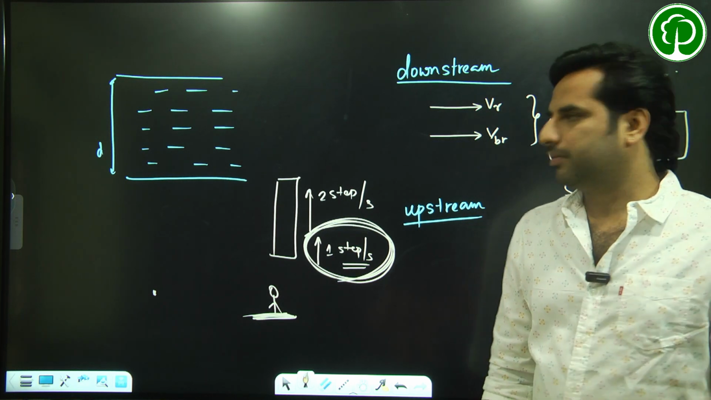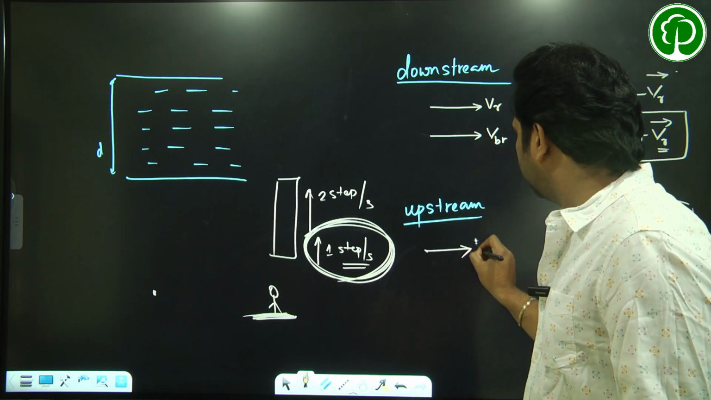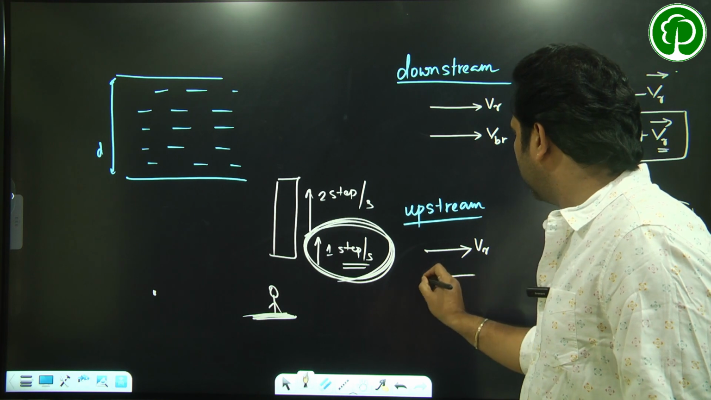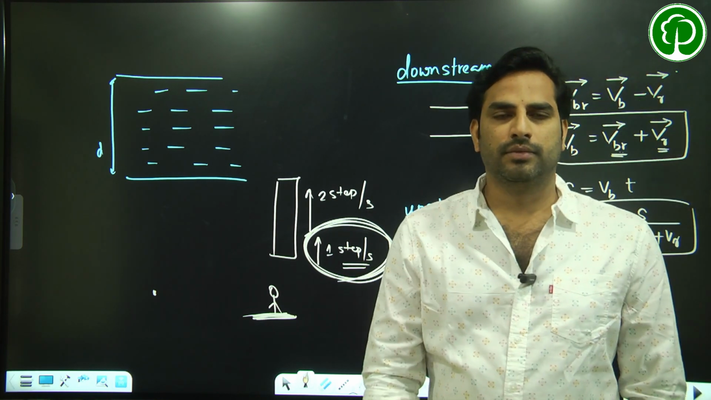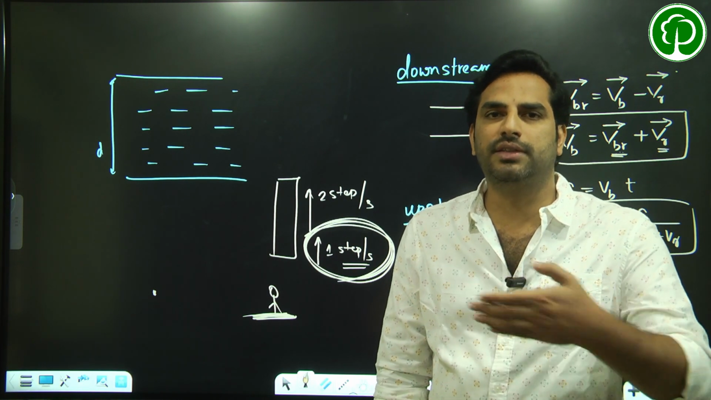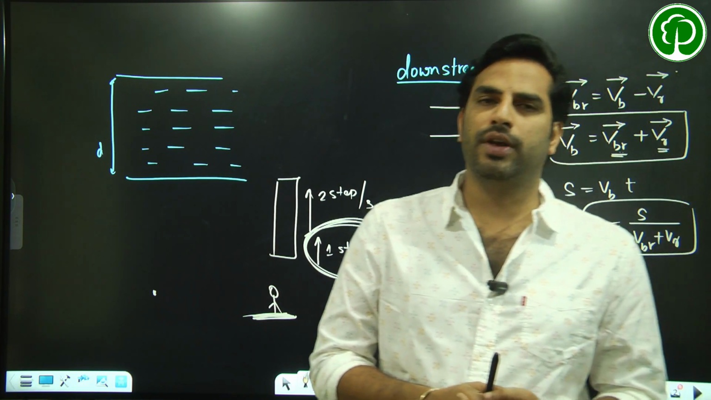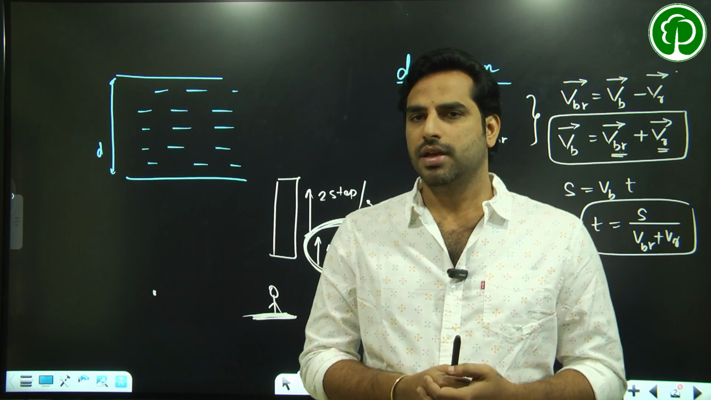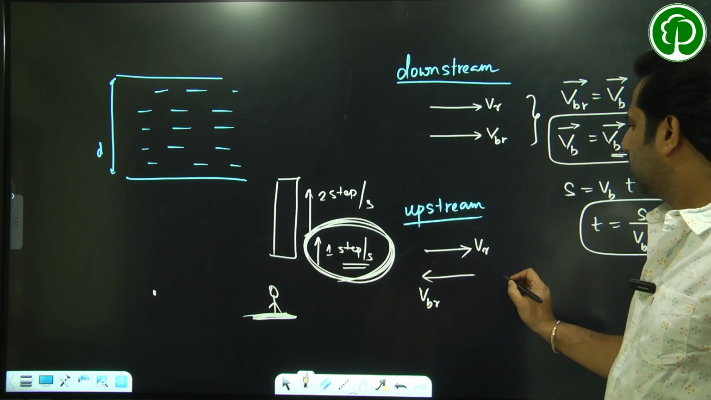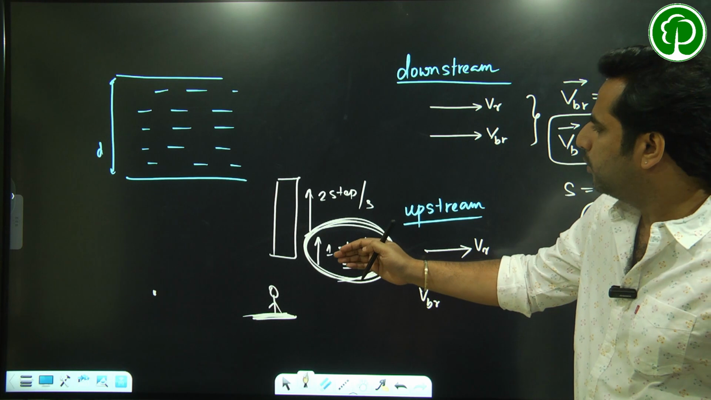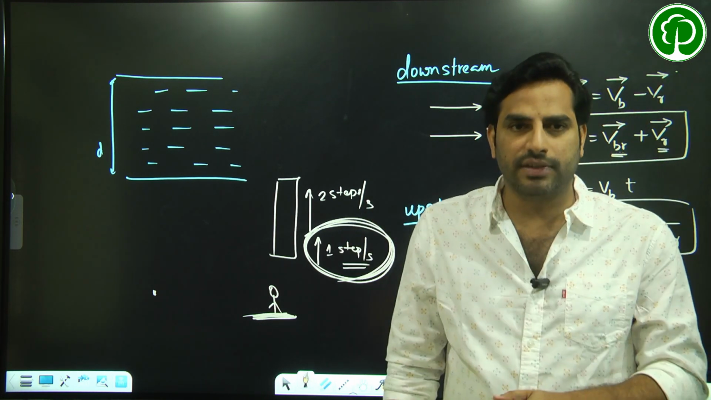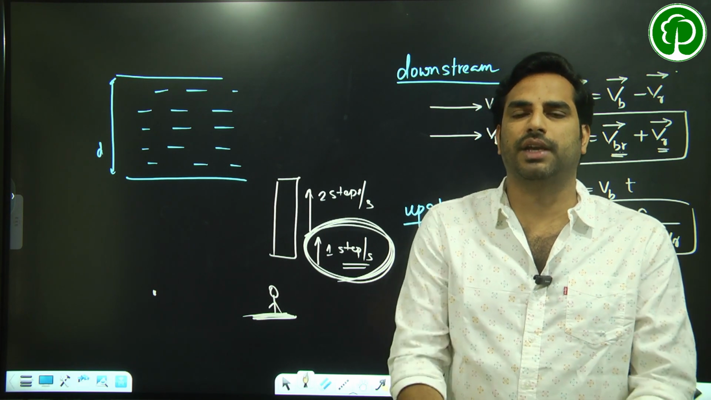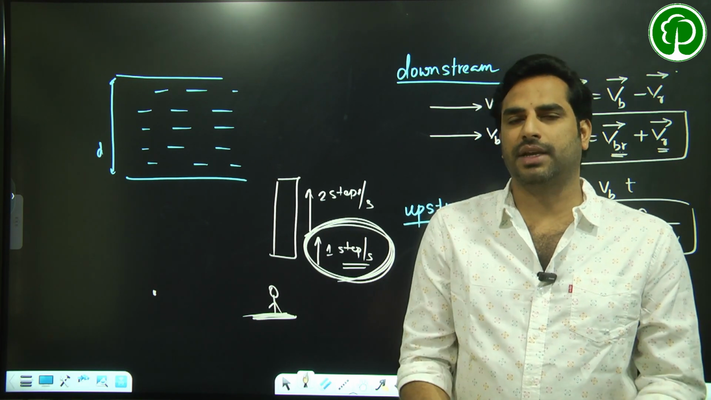Now what about upstream? Upstream is velocity of the river is this way, and velocity of the boat with respect to river is opposite. The boat is going against the stream of the river. It is going against the current of the river. In that case, it's like escalator is going up at the rate of 2 steps per second, and you are getting down the escalator at the rate of 1 step per second or 3 steps per second. It can be anything.